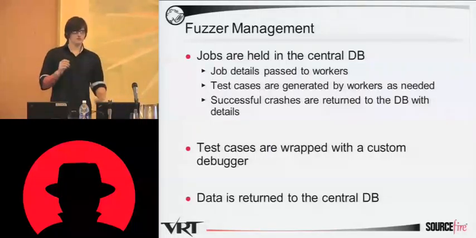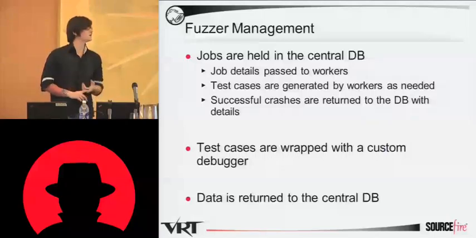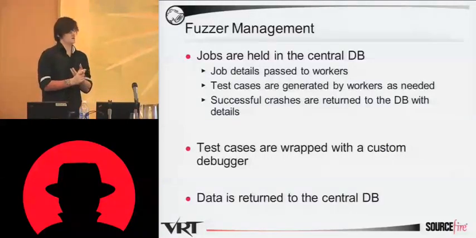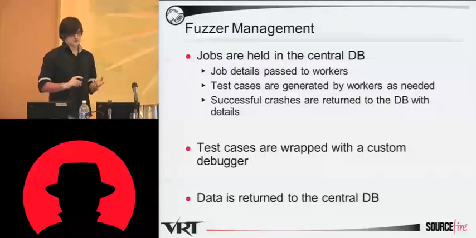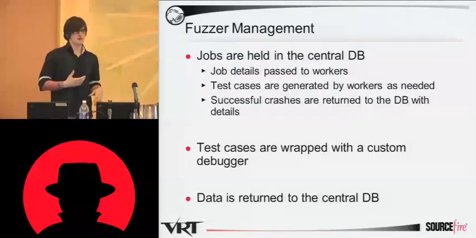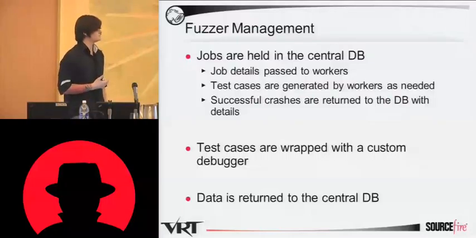So we're going to hold all of these things in the central database that Rich showed with the MoFlow graph earlier. We're going to store the job details, all the code coverage graphs, the test cases as they're created, successful crashes, along with all of the data that's very simple to get. And we actually store that in an XML database that is then pulled into the triage code that we'll talk about in a second.